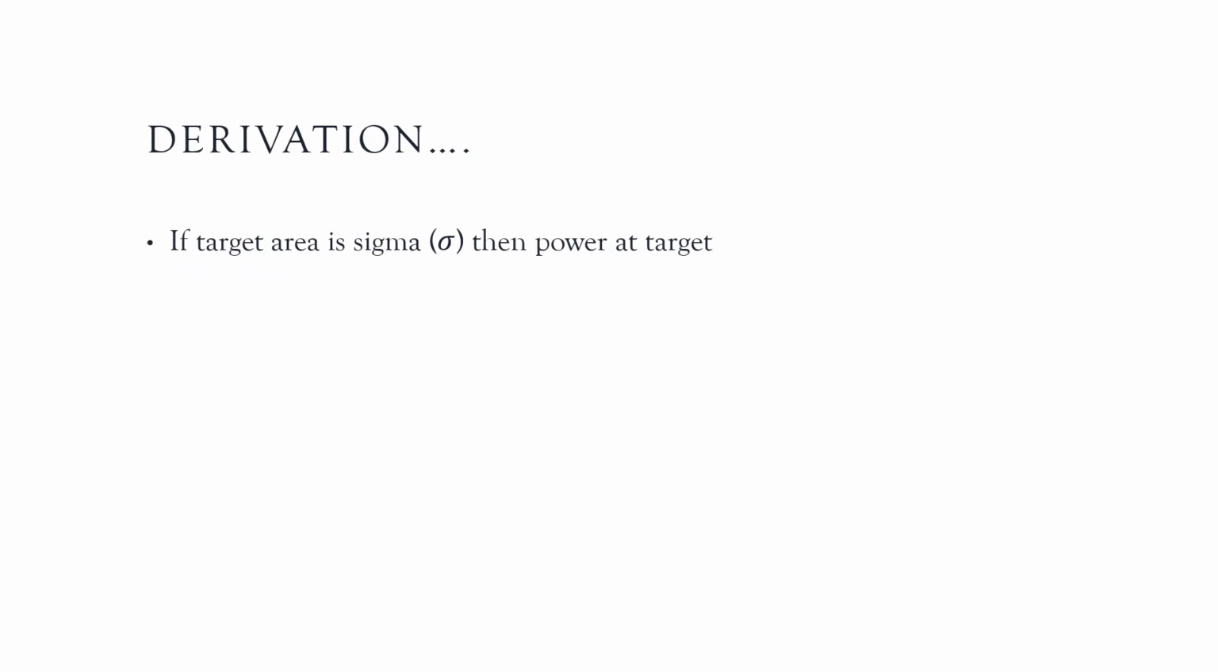Now, if the target area is sigma, that means this is the target, and the particular area of the target is, suppose, this one. So the target area is sigma. Then the power at the target, not power density, is PTG over 4 pi r square into sigma. Sigma is the area where the target is collided.